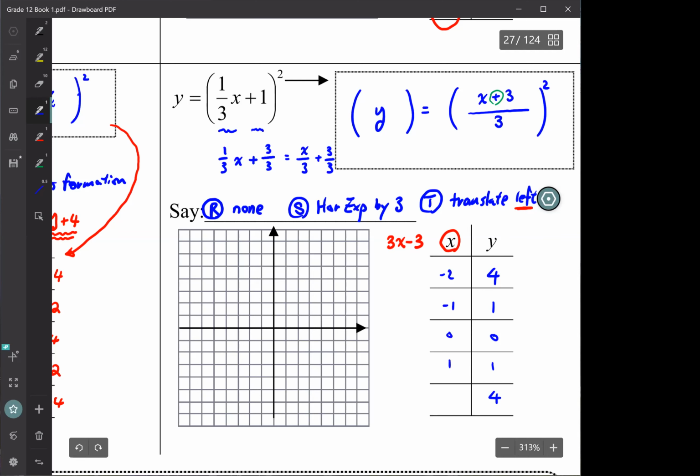Yeah. And then you throw these into the 3x minus 3. Okay? So for example, the first one, -2 times 3 is -6. And -6 minus 3 will be -9, right? So that will be our final x value, right? Okay, so please complete the table and the graph, okay? Once you've done both, raise your hand.